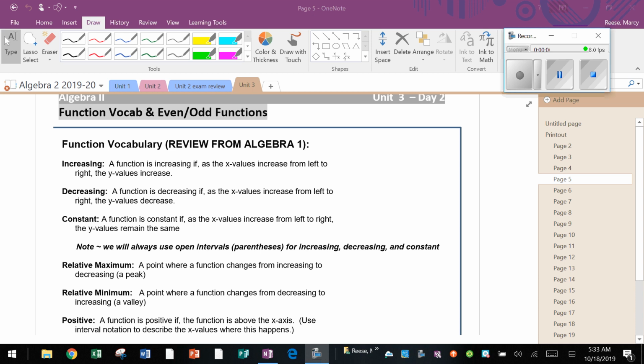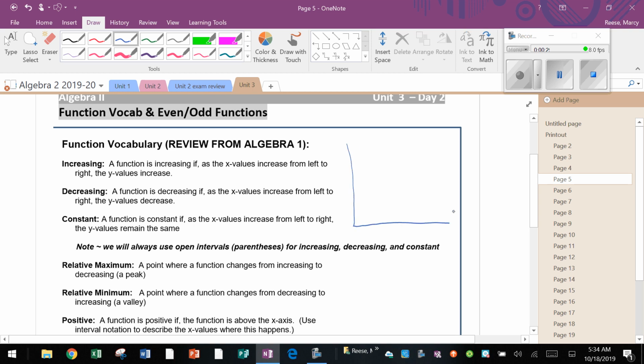We are going to do Day 2, Unit 3 notes, function vocabulary, and even odd functions. So I told you yesterday a lot of this is review from Algebra 1. So let's go through some vocabulary really quick. I left a little spot in the vocabulary notes here so that we can do a couple little mini graphs for you to see some of these.